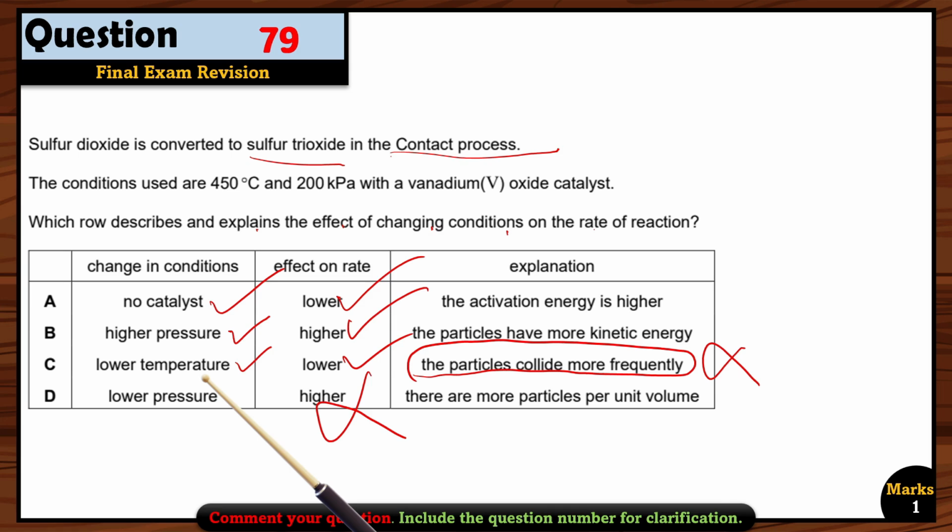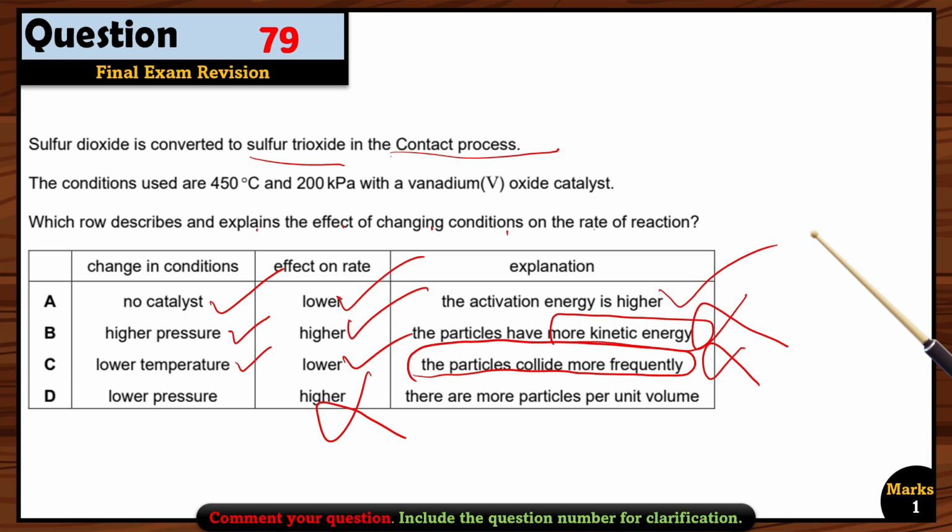Now let's see for higher pressure. If you increase the pressure, the rate of the reaction will be higher because the collision will be more, right? The collision will be more. Why? Because there are more particles in the small volume. What is written here? The particles have more kinetic energy. Wrong. Kinetic energy always depends only on temperature, not on high pressure. Pressure has nothing to do with the energy of the particle. Now we are just left with option A, that is the right option.